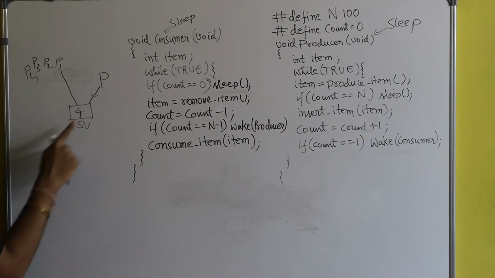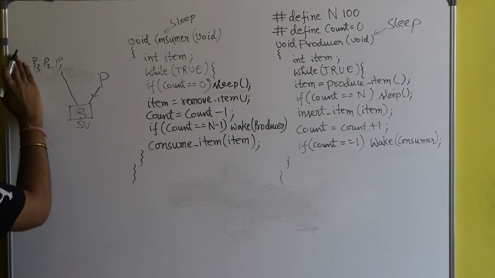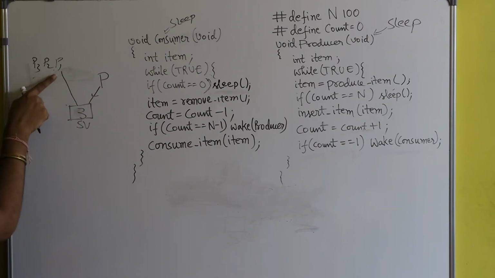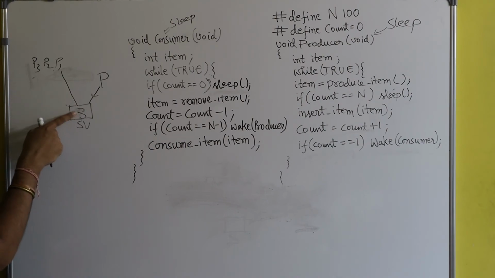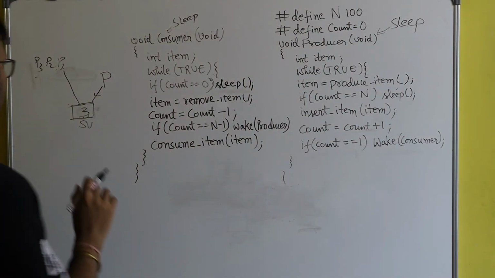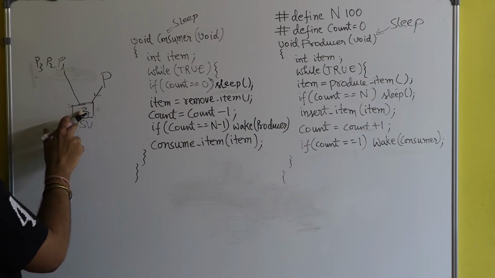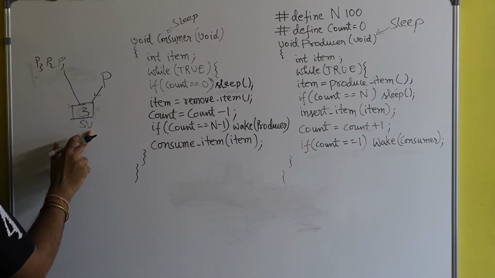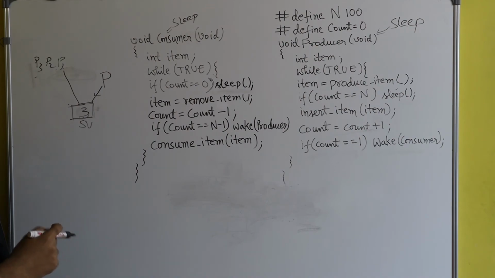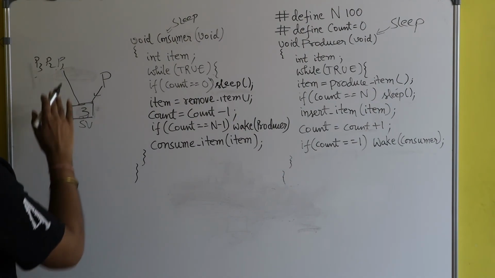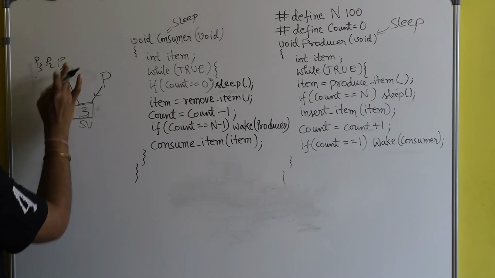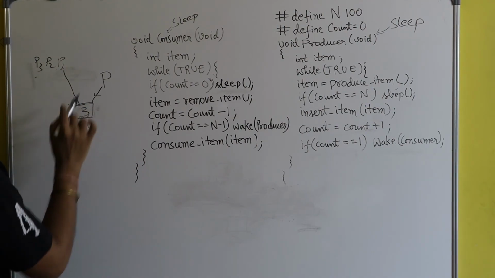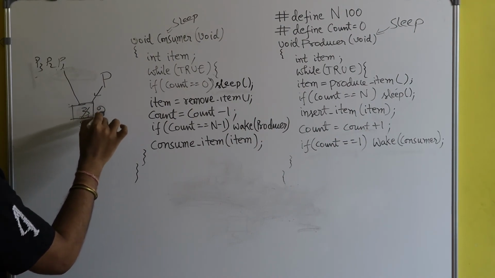Suppose, let it be 3, for 3 processes. Suppose process 1 wants to sleep, so process 1 will check the status of the semaphore variable. After seeing the status of the semaphore variable as 3, process 1 will understand that I have been asked to wake up, so I will not sleep. Process 1 will not sleep, and since process 1 has accessed the semaphore variable, it will decrement it, and now the semaphore variable will become 2.